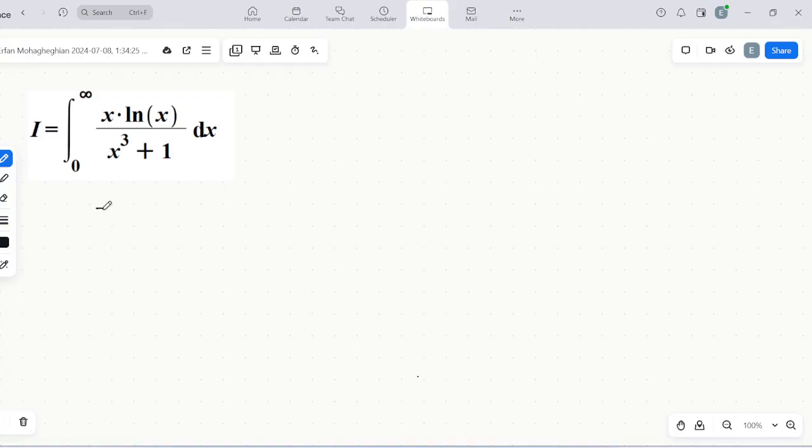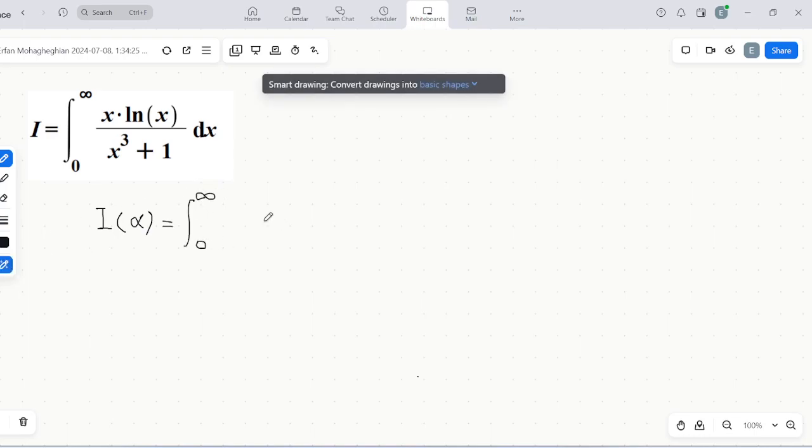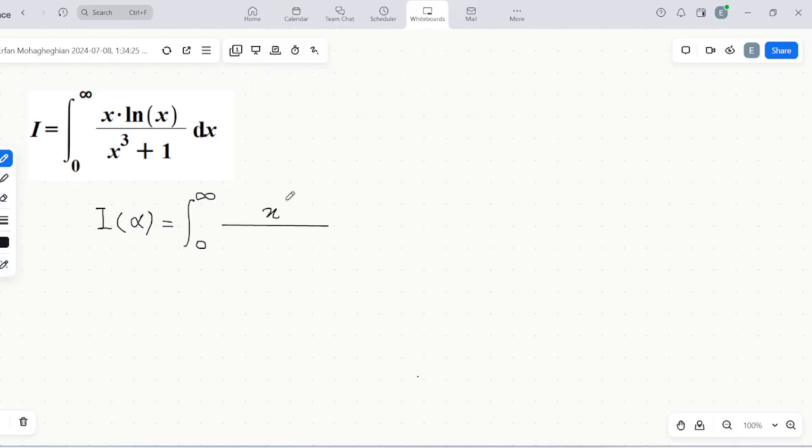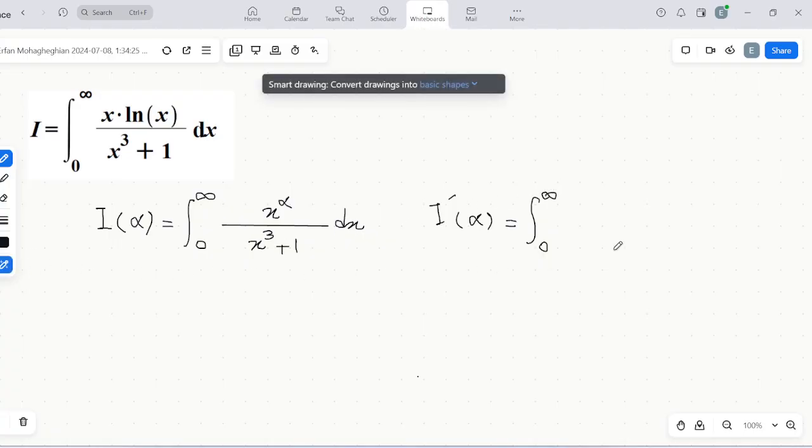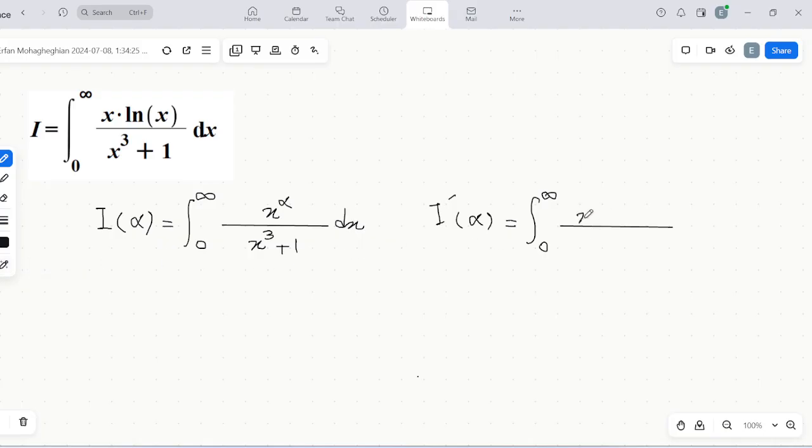So I'm going to define I as a function of parameter alpha as the integral from 0 to infinity of x to the alpha divided by x cubed plus 1 dx. And if I differentiate this I with respect to the parameter alpha, I get the integral from 0 to infinity of x to the alpha times natural log of x divided by x cubed plus 1. And it's easy to notice that our goal integral is actually I prime evaluated at alpha equal to 1.